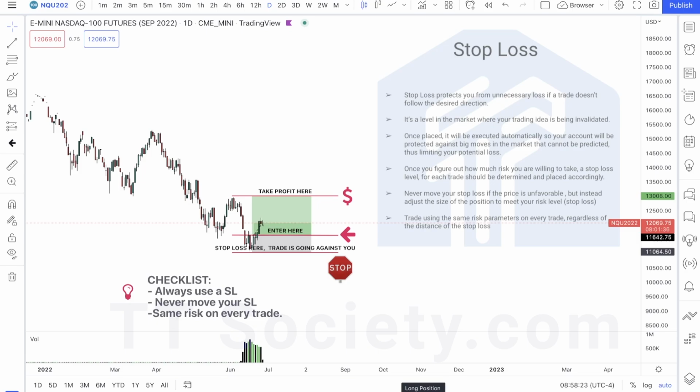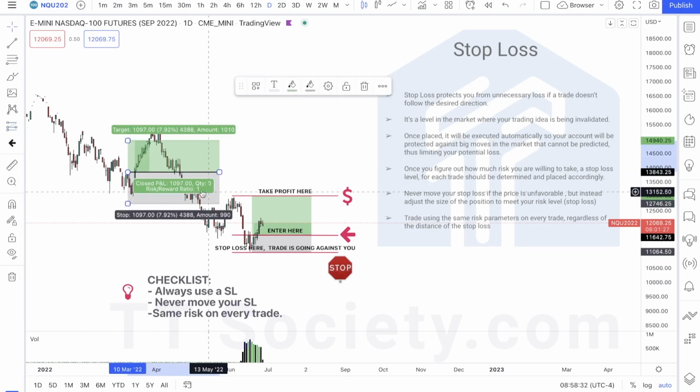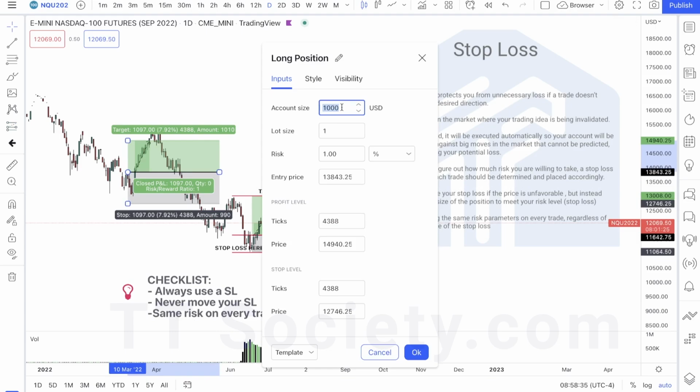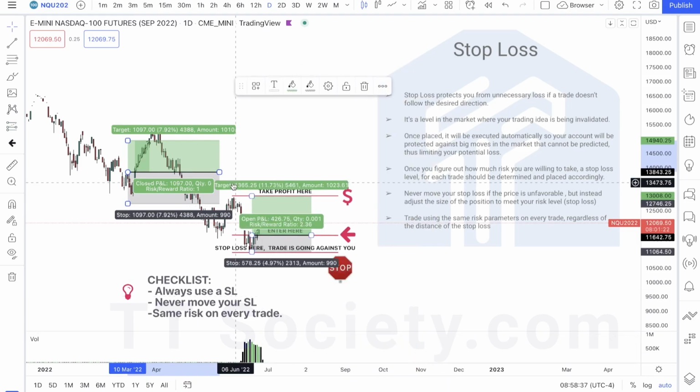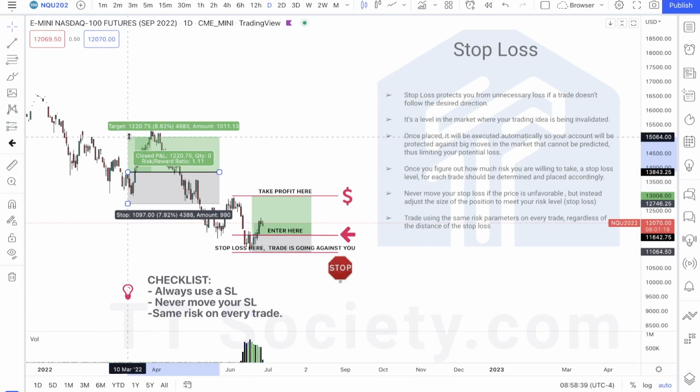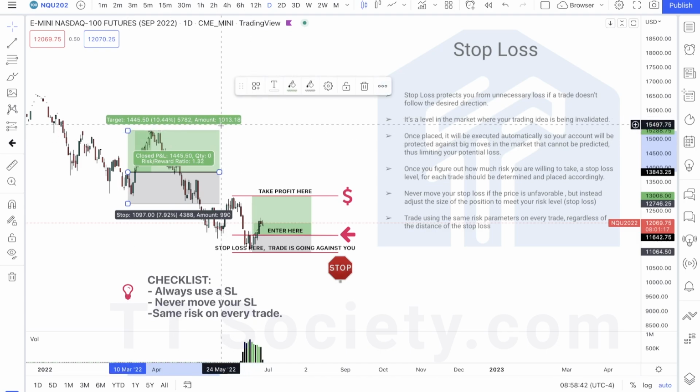To demonstrate that very fast, you've got tools in here that are called long and short position. I'm going to use the long position tool and I'm going to place it here. Let's say I want to take this trade long with a gap over here. I'm going to use a $1,000 account, 1% risk. My target is up here and I would be making $13 on this trade. And if it goes down, the maximum loss that I could take with my stop loss is $10. So my account will lose $10.